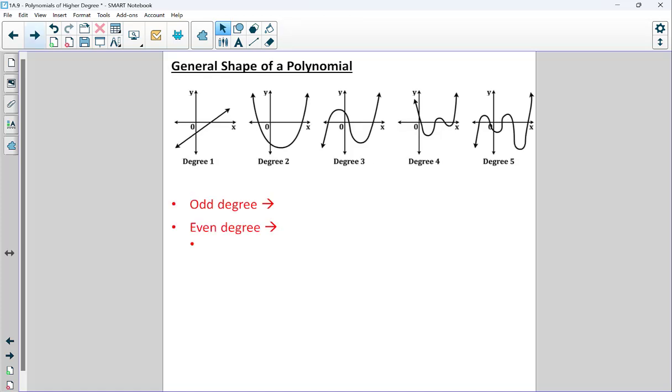General shape of a polynomial. When I go to graph a polynomial function, I always get the same basic shape.